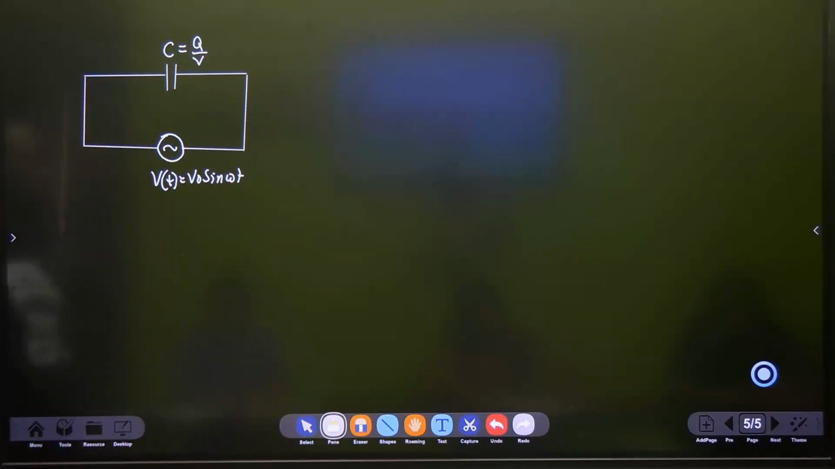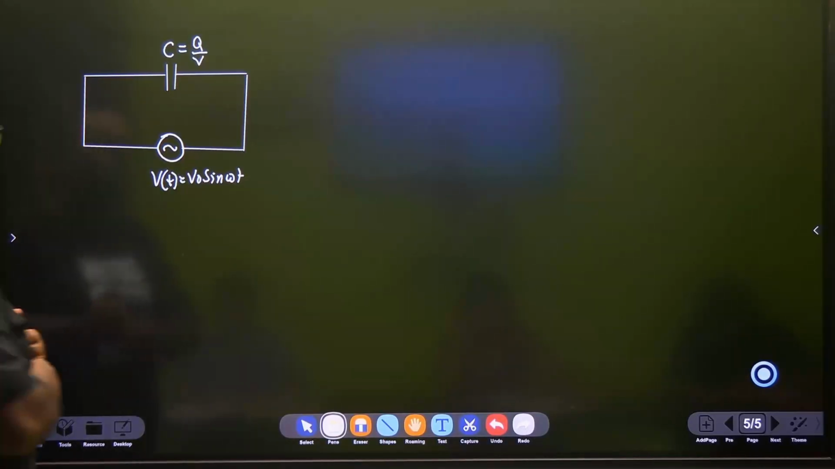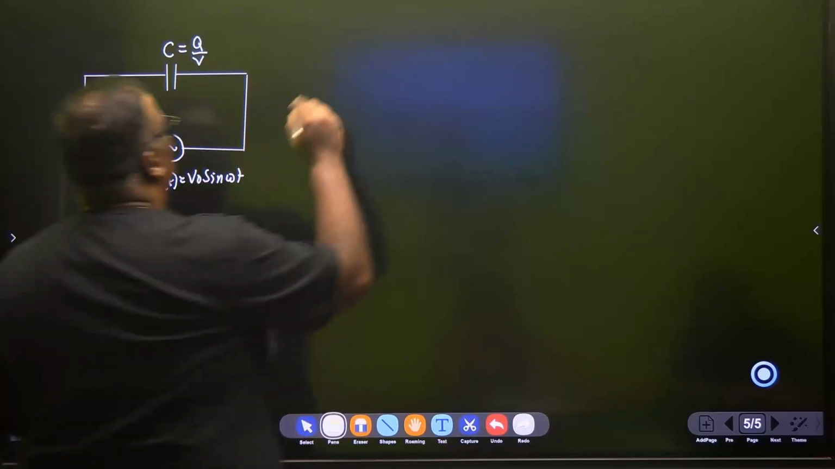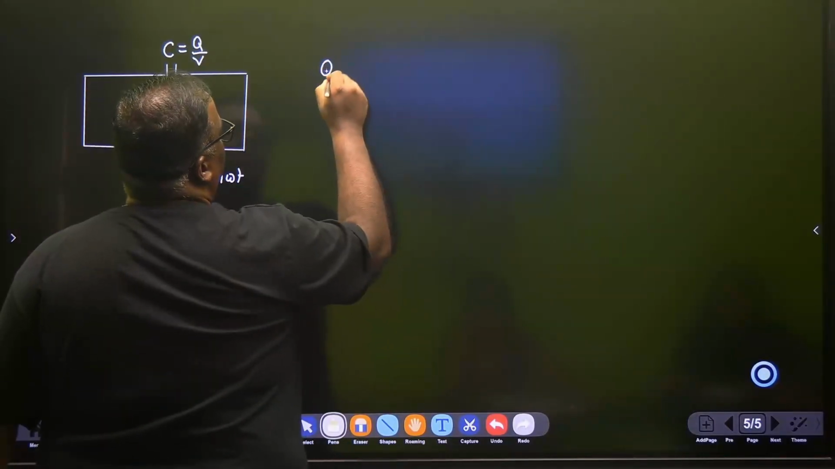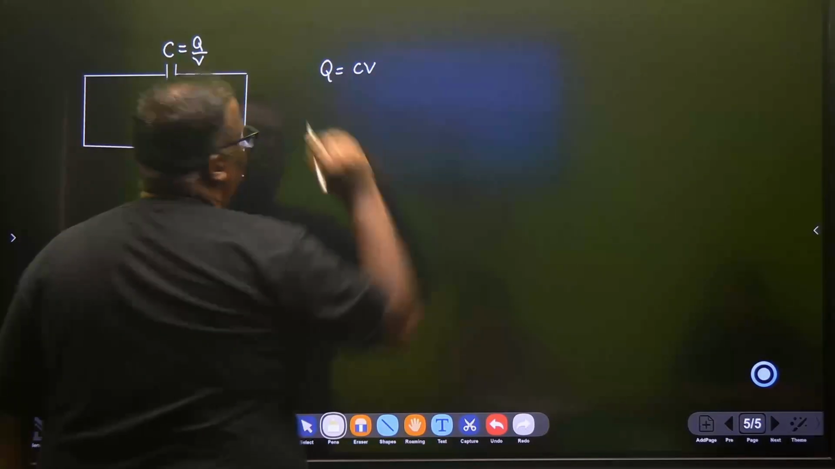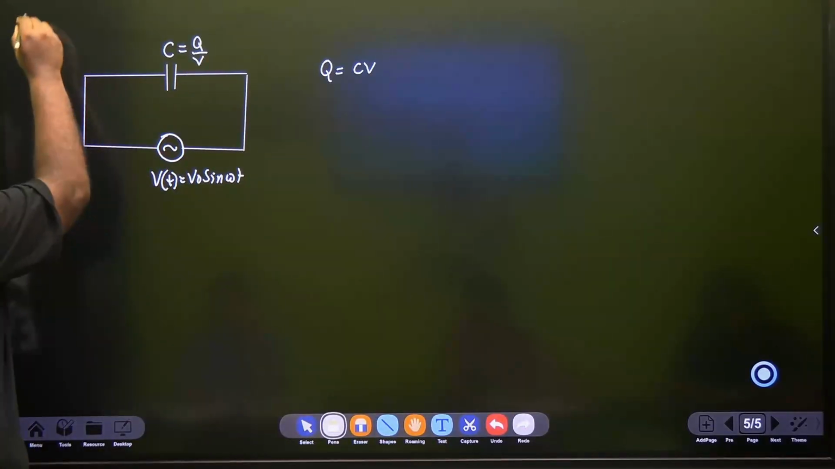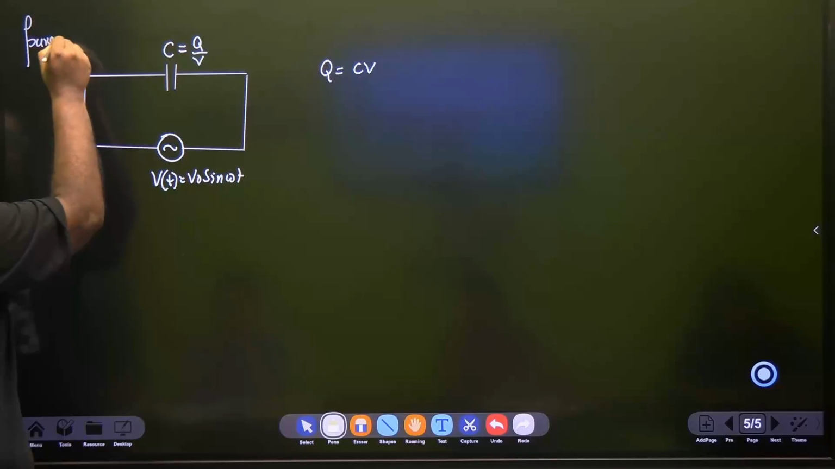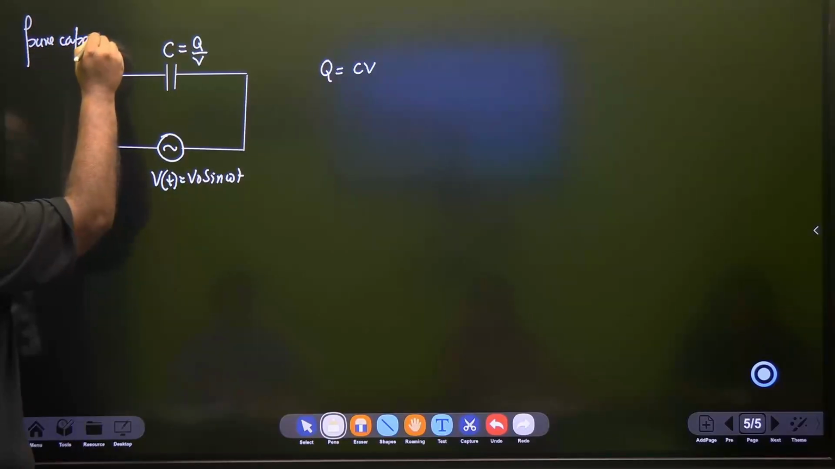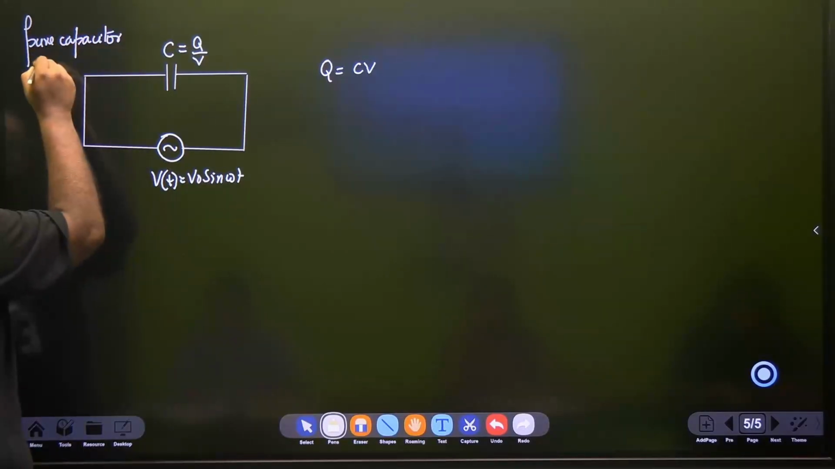Capacitance, C is equal to Q by V, so Q equals CV. You remember this, right? Okay, can I write Q is equal to CV? Our job is to find out what is the current in it. This is a pure capacitor AC circuit.